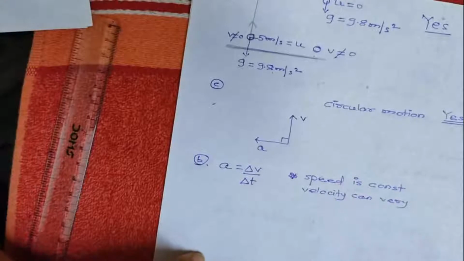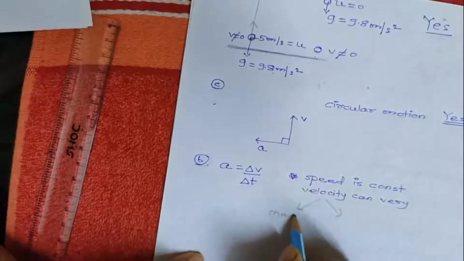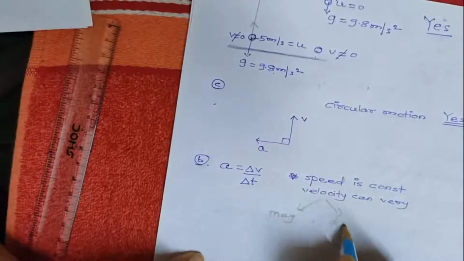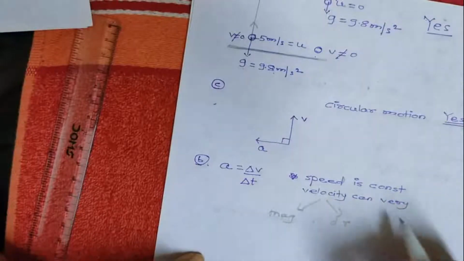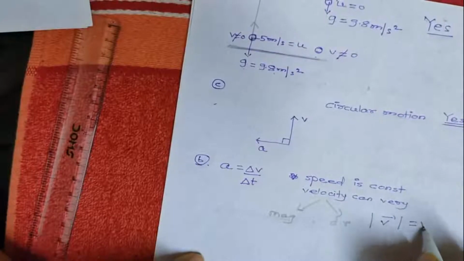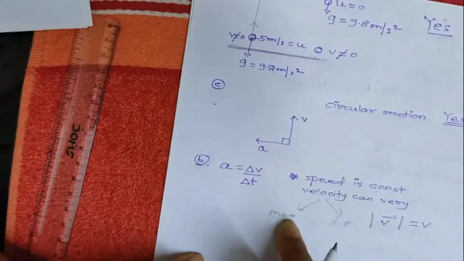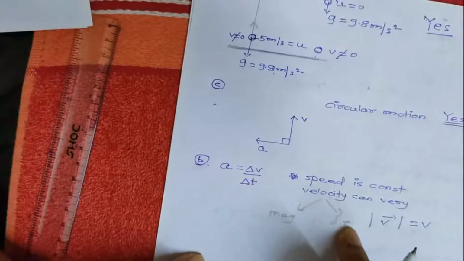Why? Because velocity is a vector quantity, so it has two things associated with it: one is magnitude and the other is direction. Magnitude of velocity is nothing but speed. So magnitude can remain constant, but direction can keep on changing. Yes, this is also possible.